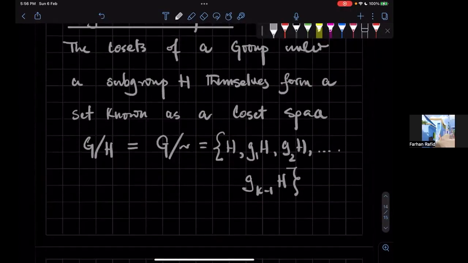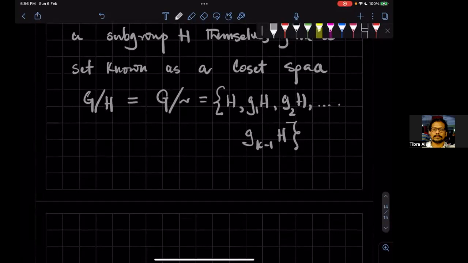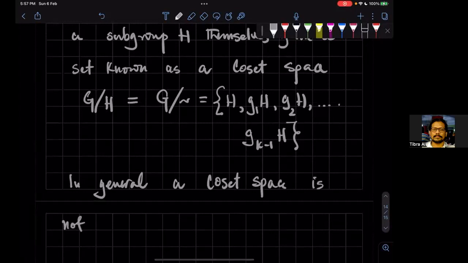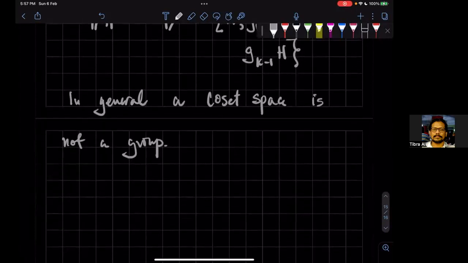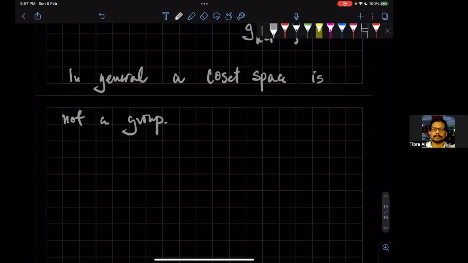Okay, got it. So in general, a coset space is not a group. But under some circumstances, we shall see when it is a group. Okay, let's define a normal subgroup. We'll take a break after that.